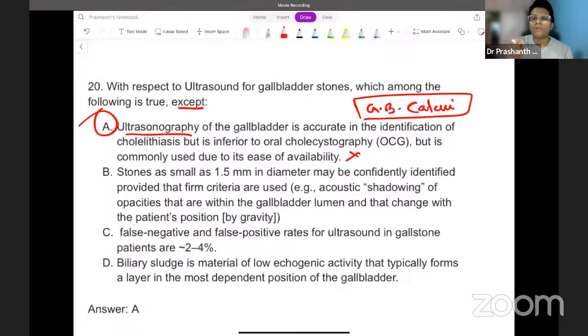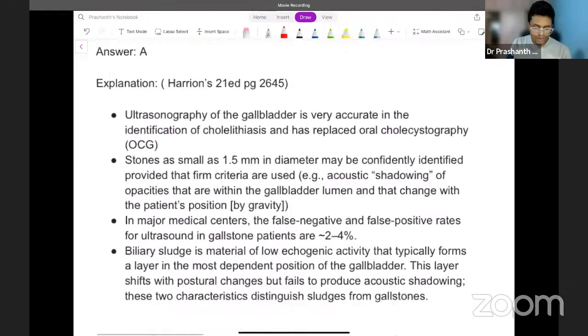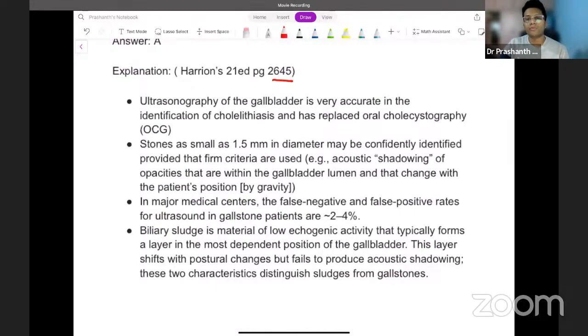Stones as small as 1.5 mm in diameter may be confidently identified provided that firm criteria are used, like acoustic shadowing of opacities that are within the gallbladder lumen and that change with patient's position by gravity. Now this is true. Ultrasound is very good. Just remember that. False negative and false positive rates are seen in ultrasound in gallstones, a very small number, approximately 2 to 4%. Biliary sludge is a low echogenic activity which forms a dependent position layering within the gallbladder. So this is a definition of sludge, which is again true. So the answer is A. You guys can go through Harrison page number 2645 if you want a little more details.